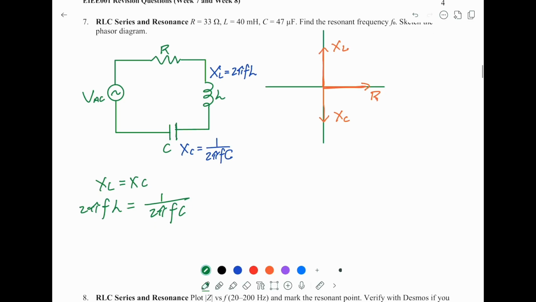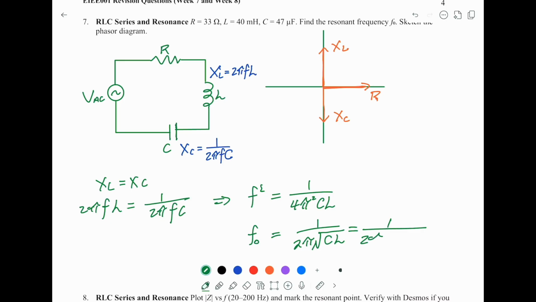And if you do a bit of algebra, you will find F squared equal to 1 over 4 pi squared CL, or F equal to 1 over 2 pi square root of CL. I can take the 2 pi out, square root CL. Now, this frequency is very special, so we give it a name. We call this the resonance frequency, F0 here. Now, all you need to do is plug the numbers into the relationship.